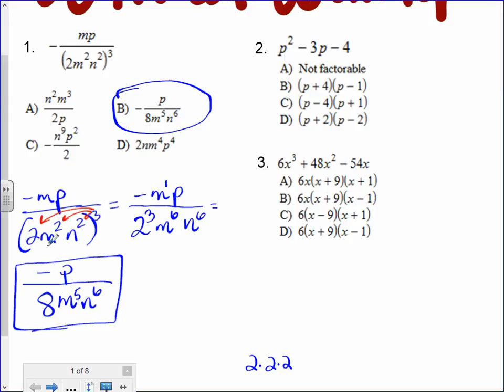So 3 times 2, 6. This 2 right here has an exponent. The exponent is what? 1. So 3 times 1 is 3. Alright. 3 times 2 is 6. Remember, if it doesn't have an exponent, the exponent is 1. Both of these are exponents of 1. Alright, okay.